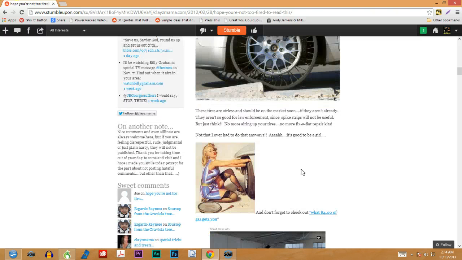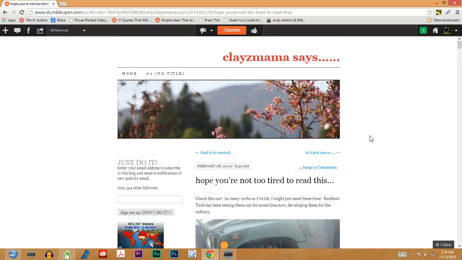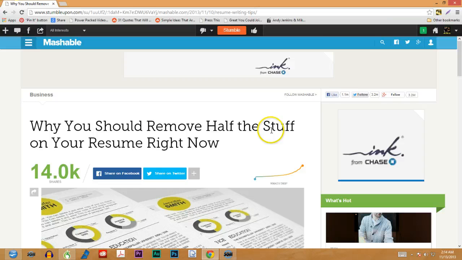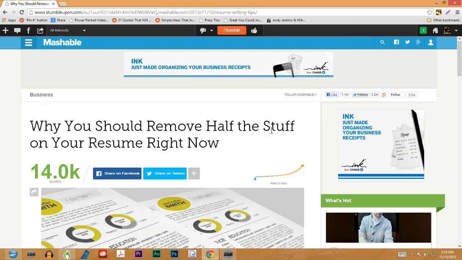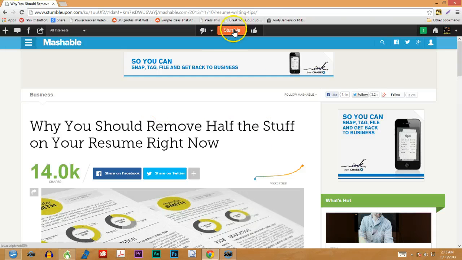This is a new type of tire. You could write about this. This is something you could write about that people would find interesting and probably share. That's pretty cool. Why you should remove half the stuff on your resume right now. That's probably an interesting article that would educate you and allow you to share some really important information with other people.